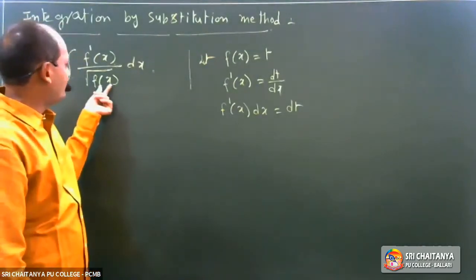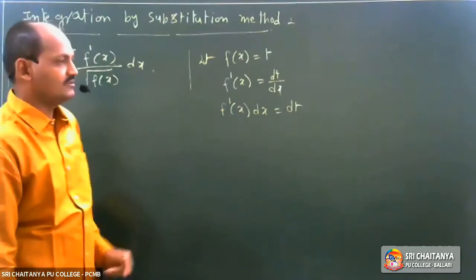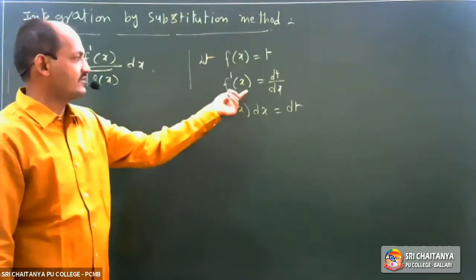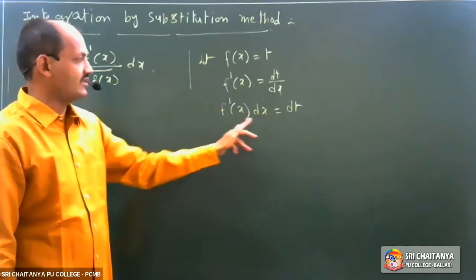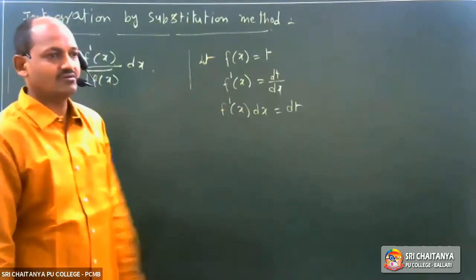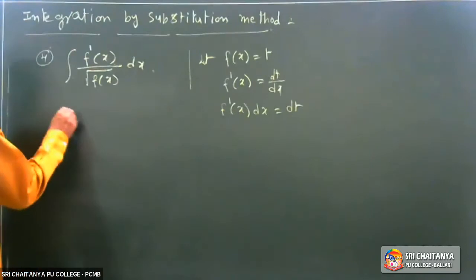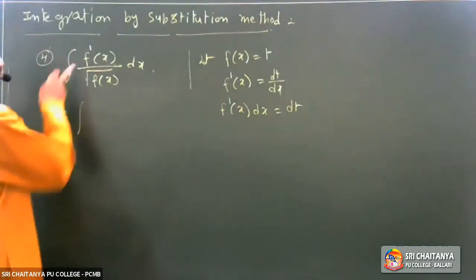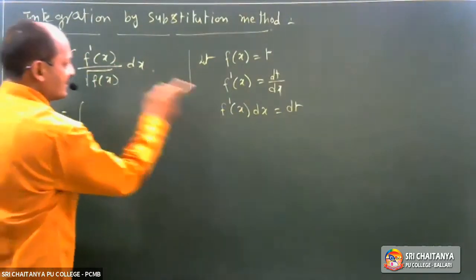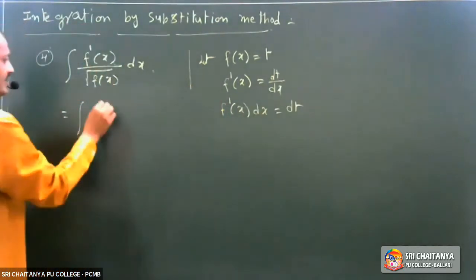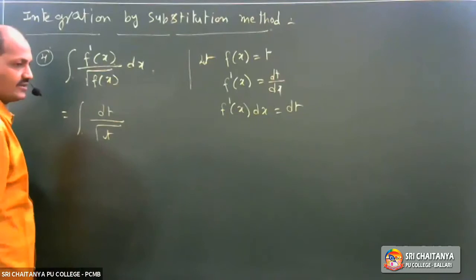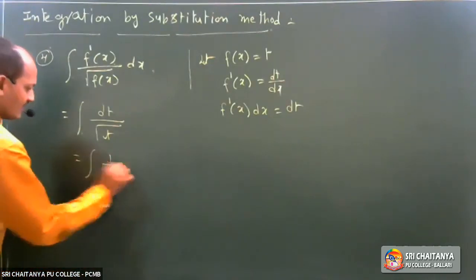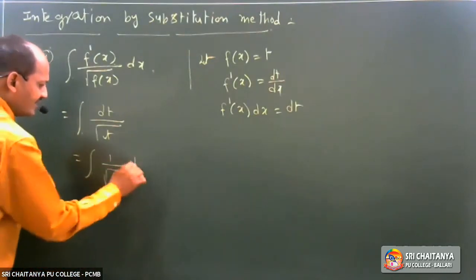For the denominator, f of x, consider it as t. Its derivative f dash of x is dt by dx. By cross multiplication, f dash of x dx is equal to dt. So the integral of the numerator f dash of x dx is dt divided by root t. It is the integral of 1 by root t dt.